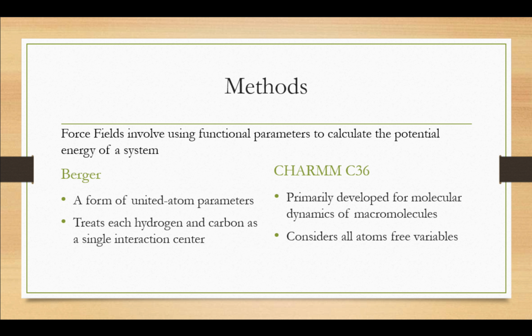These force fields that are in question, the Berger United Atom and the CHARMM-C36, are force fields that use functional parameters to calculate the potential energy of a system. The Berger force field is a form of united atom parameters, which indicates that each hydrogen and carbon is treated as a single interaction center. The CHARMM-C36 force field has been developed primarily for molecular dynamics that involve macromolecules. This force field considers all the coordinates of all the atoms within them as free variables.